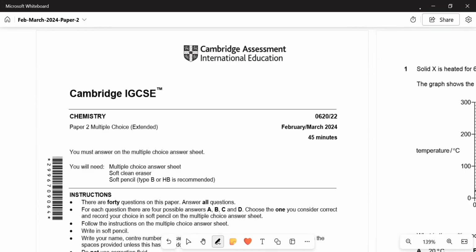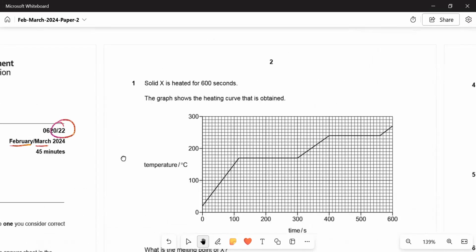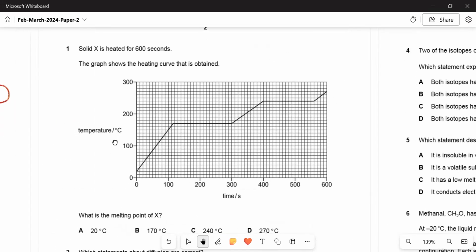Hey students, today we are doing the 2024 paper of February-March, which is paper 2. So let's start it. We have this paper 2 of February-March. This is the first question.